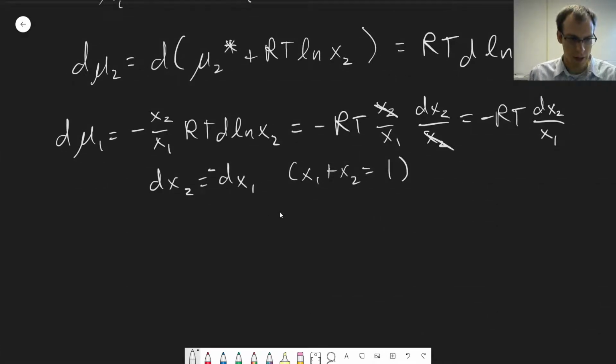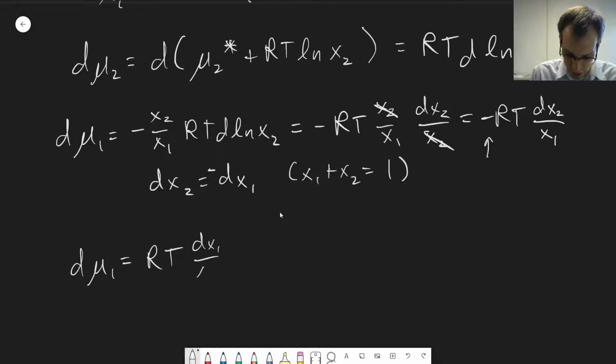Okay, and that lets us substitute and put everything in terms of component 1. So that gives us d mu 1 is equal to positive RT, since we're substituting negative dx1. We have a negative sign here, so it's going to turn into a positive value. And now we have dx1 over x1.